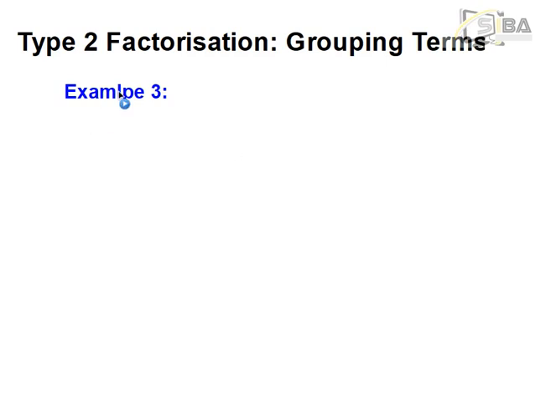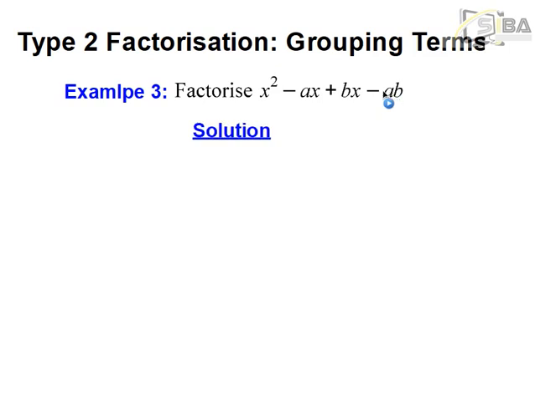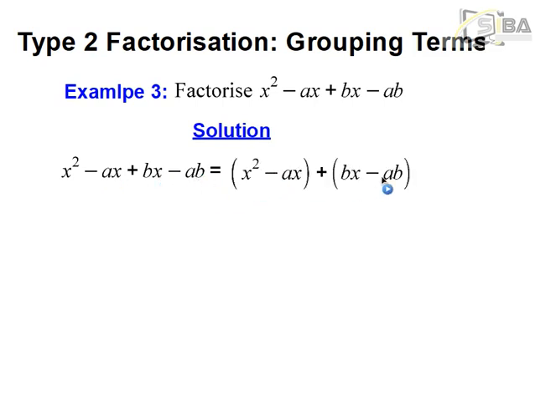We are looking at another example. Factorize x squared minus ax plus bx minus ab. So you look at the solution. Do you have common terms here, x? Yes. Do you have common terms here, b? Yes. So you put them into brackets.